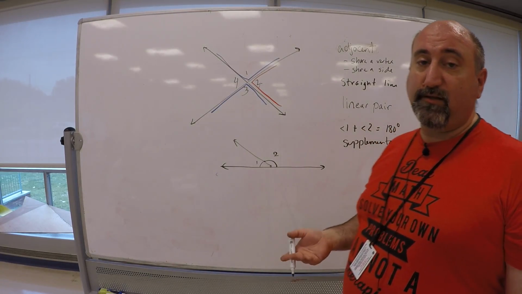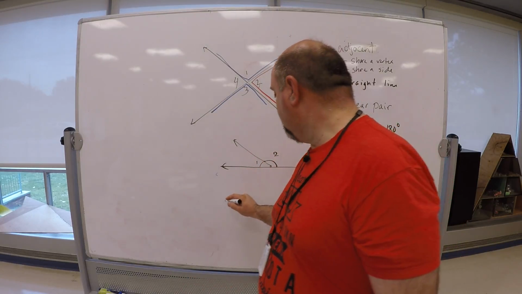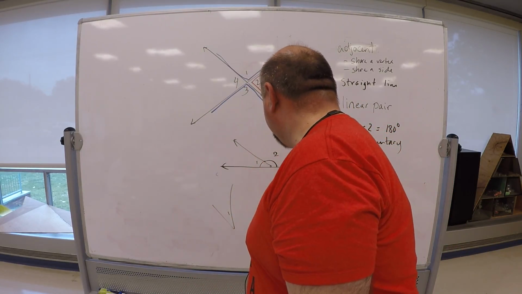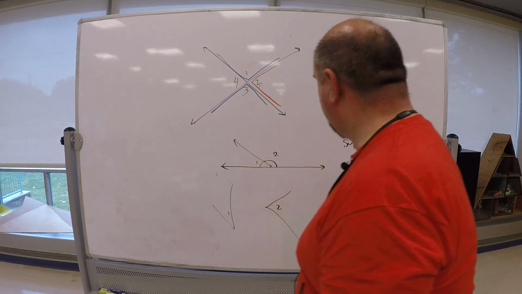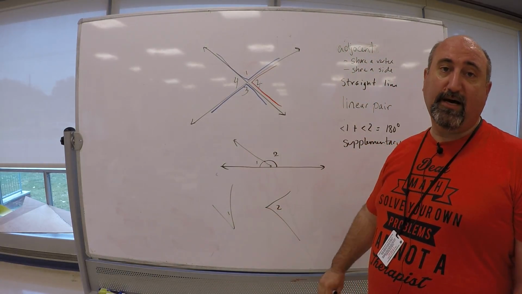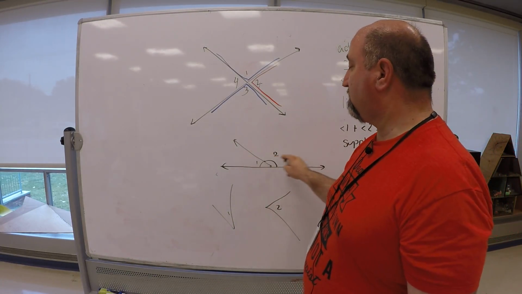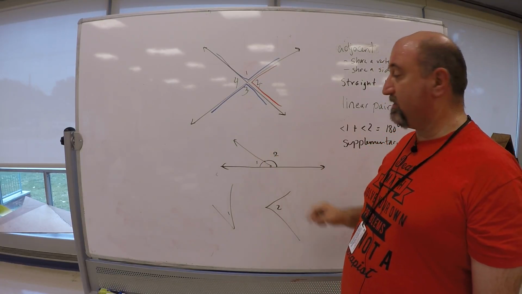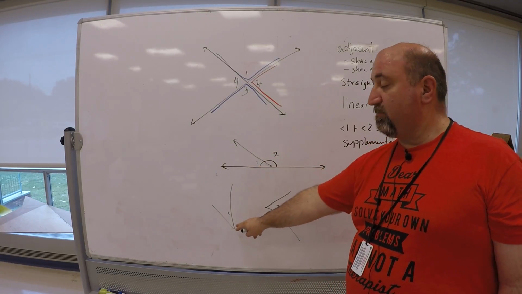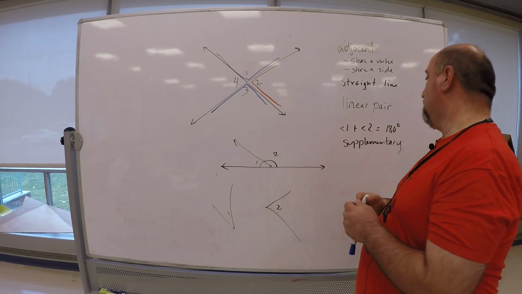Now they don't have to be a linear pair. You could have two angles. I could have this angle 1 and this angle 2. Those could also be supplementary, but not a linear pair. These two are supplementary and a linear pair. All right? So it can be both, or it can be one or the other.